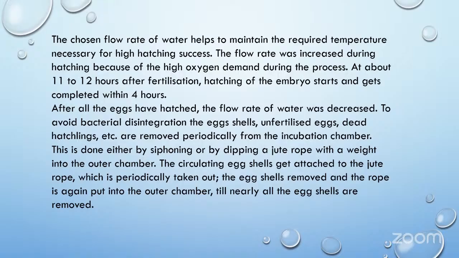After all the eggs have hatched, the flow rate of water was decreased. To avoid bacterial disintegration, the eggshells, unfertilized eggs, dead hatchlings, etc. are removed periodically from the incubation chamber. This is done either by siphoning or by dipping a jute rope with a weight into the outer chamber. The circulating eggshells get attached to the jute rope, which is periodically taken out. The eggshells are removed and the rope is again put into the outer chamber till nearly all the eggshells are removed.